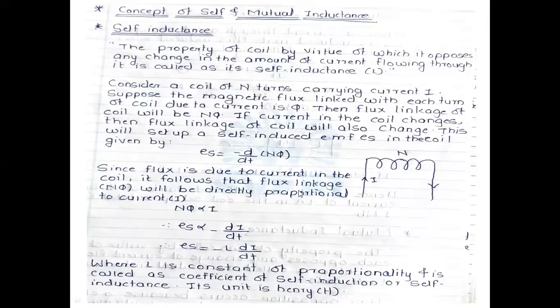Okay. Next line you write down. Since flux is due to current in the coil, it follows that flux linkage will be directly proportional to the current.